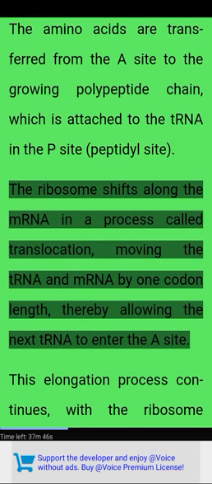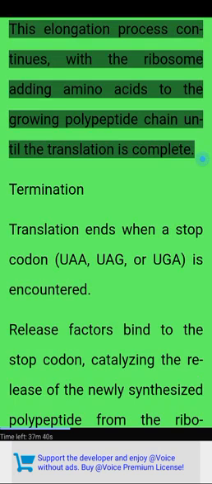The ribosome shifts along the mRNA in a process called translocation, moving the tRNA and mRNA by one codon length, thereby allowing the next tRNA to enter the A site. This elongation process continues, with the ribosome adding amino acids to the growing polypeptide chain until the translation is complete.